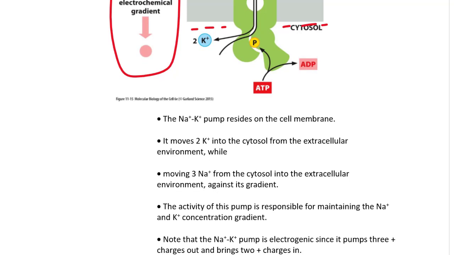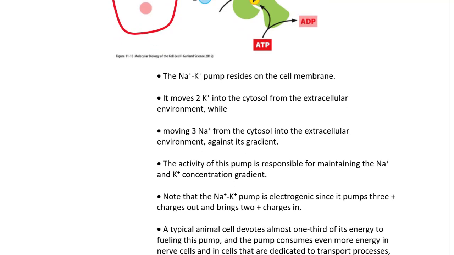The sodium-potassium pump resides on the cell membrane. It moves 2 potassiums into the cytosol from the extracellular environment while moving 3 sodiums from the cytosol into the extracellular environment against its gradient. The activity of this pump is responsible for maintaining the sodium and potassium concentration gradients. This is very important, right? We're getting into how these gradients are created across the cell membrane.